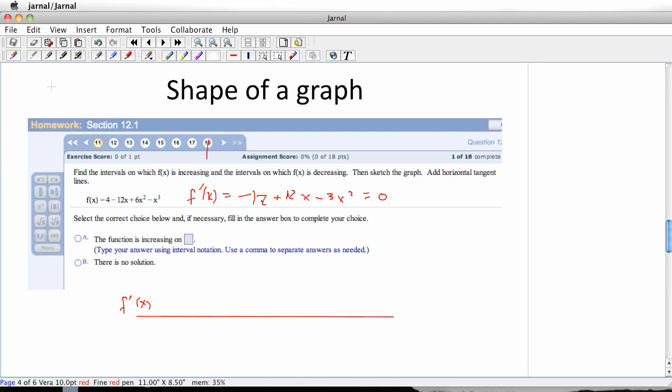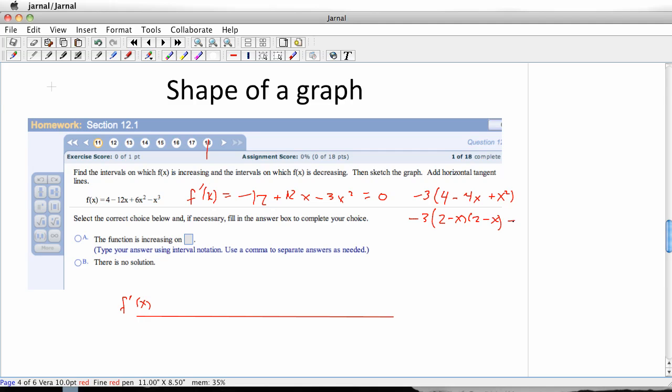So to solve this polynomial equal to 0, my strategy is always to first factor out any common factor. In this case, negative 3 goes into every term. If I factor out the negative 3, I'll have 4 minus 4x plus x squared. And I can factor that polynomial as 2 minus x times 2 minus x.